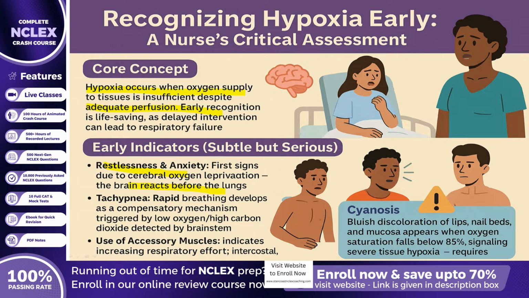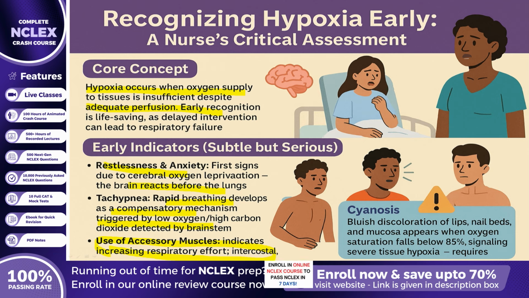Furthermore, tachypnea, or rapid breathing, develops as the body's compensatory response to low oxygen levels. This happens because chemoreceptors in the brainstem detect increased carbon dioxide and decreased oxygen levels, prompting an increase in the respiratory rate to enhance oxygen diffusion. This is the body's immediate attempt to maintain adequate oxygen supply to vital organs.